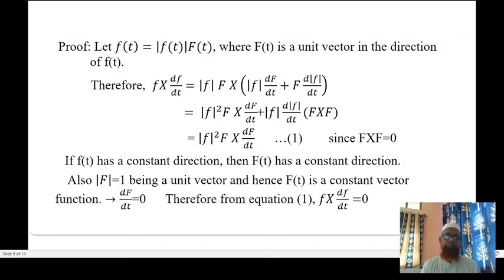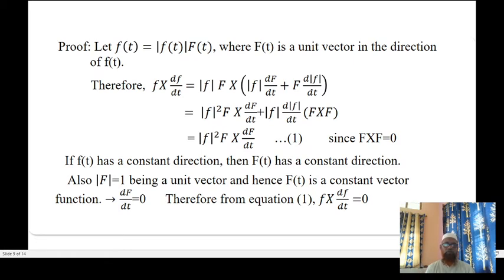Therefore, f cross df by dt is mod f into capital F cross mod f dF by dt plus F into d by dt of mod f. So small f means mod f into capital F, and differentiating, using the product formula in brackets, u is our mod f, v is capital F of t.